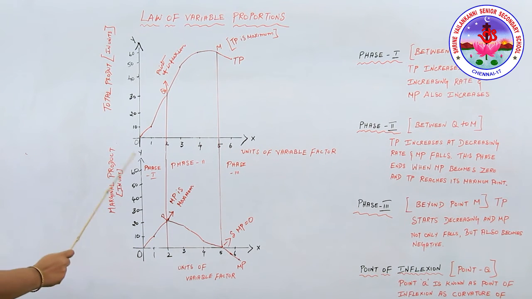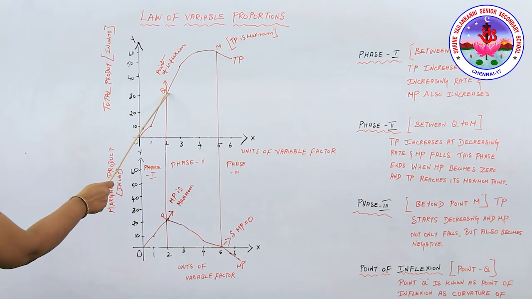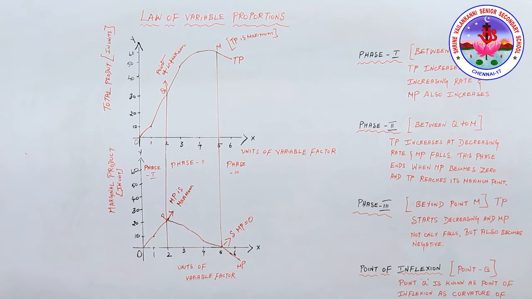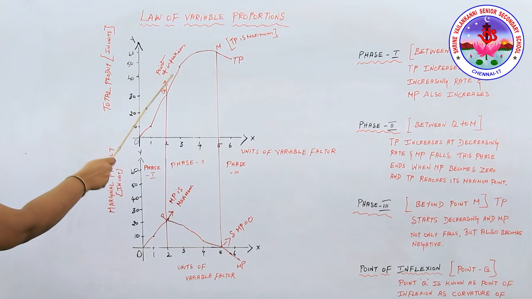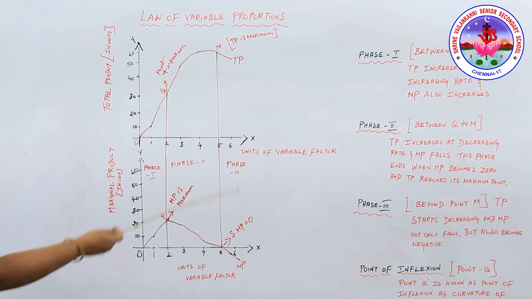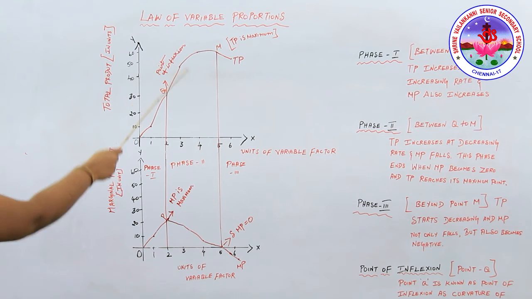In between, point Q we are calling a point of inflection. Why are we calling it a point of inflection? Because it is a curvature; after this point the TP curve changes. That's why we are calling it a point of inflection.